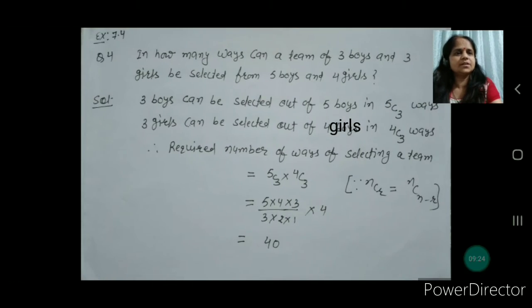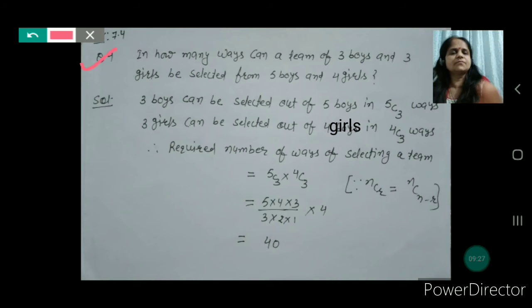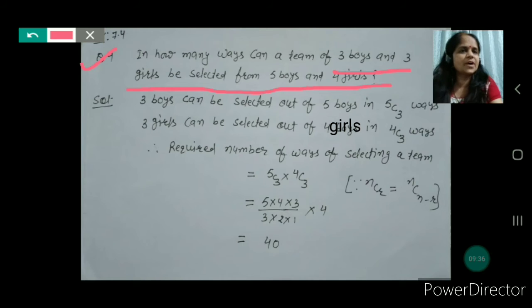Now move to the next. Question number 4. In how many ways can a team of 3 boys and 3 girls be selected from 5 boys and 4 girls? Students, we have to make a team. 3 boys out of 5 boys. So 3 boys can be selected out of 5 boys in 5C3 ways. And 3 girls can be selected out of 4 girls in 4C3 ways. So the required number of ways of selecting a team is to multiply these two terms, 5C3 into 4C3.